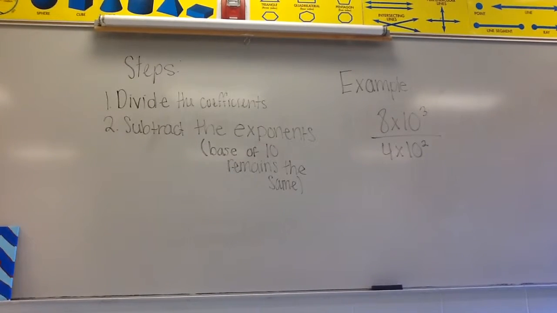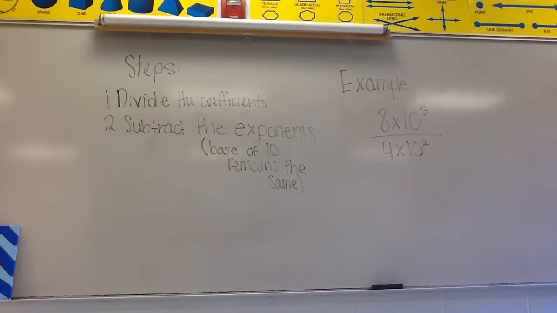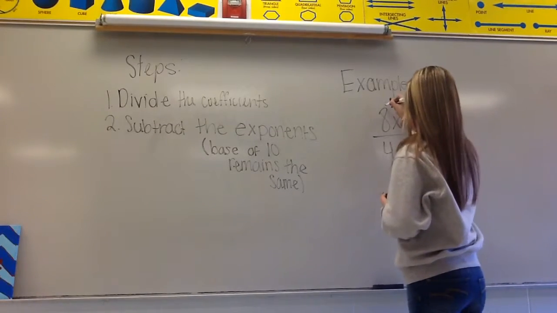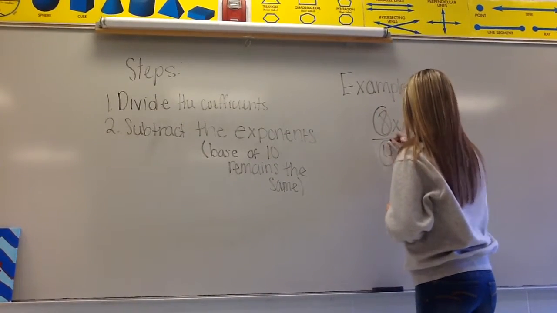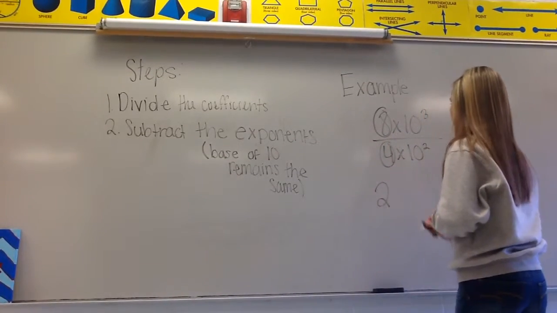Your steps for this example are first divide the coefficients, and second subtract the exponents, and the base of 10 remains the same. So for our first step, we're going to divide the coefficients, which are 8 and 4. So 8 divided by 4 gives us 2.